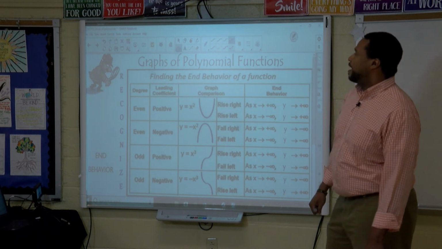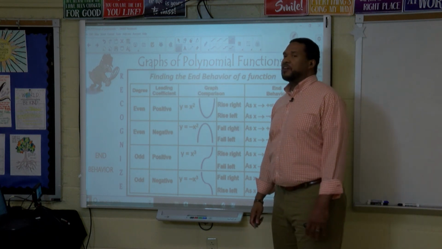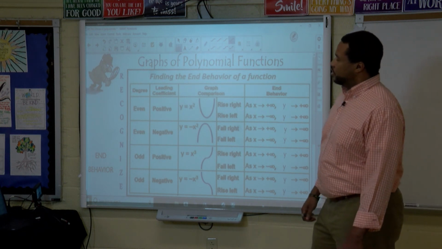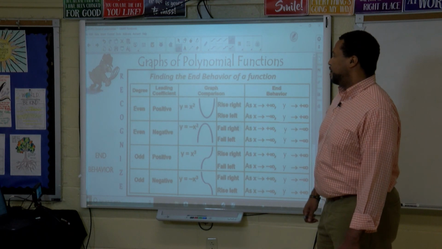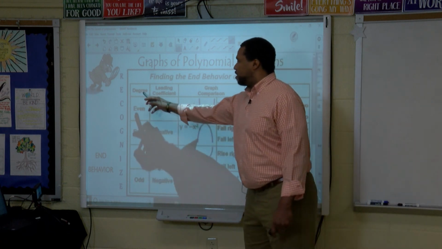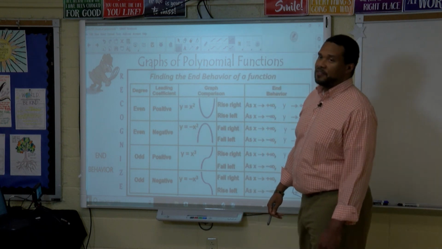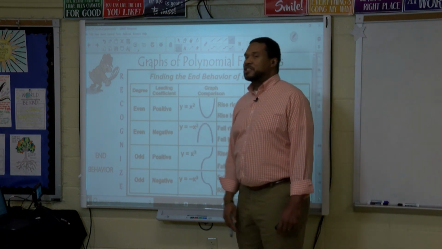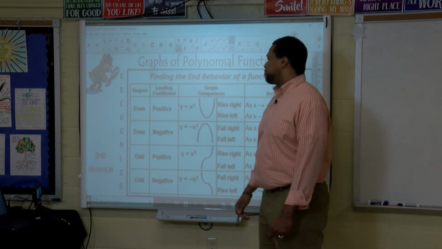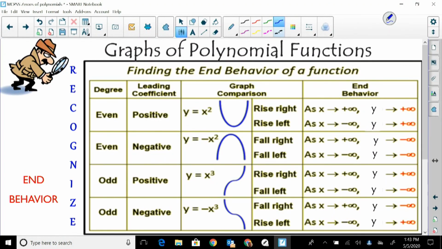So, graphs of polynomial functions have end behaviors. There are certain things that you look at for graphs of polynomial functions to help notice the degree and the possible other things of the graph. So, we've already talked about the degree. There's either even or odd degrees. 1, 3, 5, 7, 9, those are odd. Even, 2, 4, 6, 8, 10, those are even. Then there's whether the leading coefficient is positive or negative, and then they talk about the graph comparison.